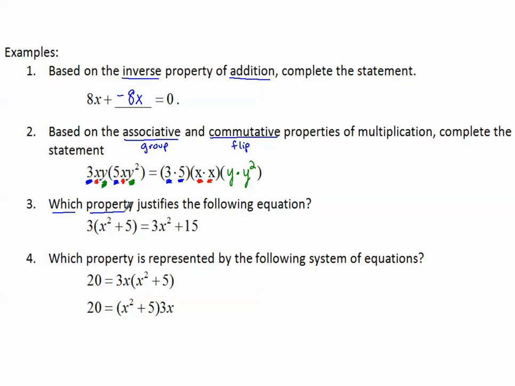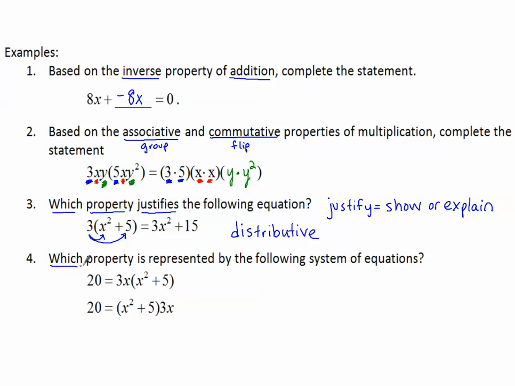Which property justifies the following equation? Justify is another way to say show or explain. So the property that shows why this is true, let's look at this side, and how did it change to get here? Well, I see the 3 got multiplied to the x squared, and the 3 got multiplied to the 5 to make 15. That has been distributed. So this is the distributive property.